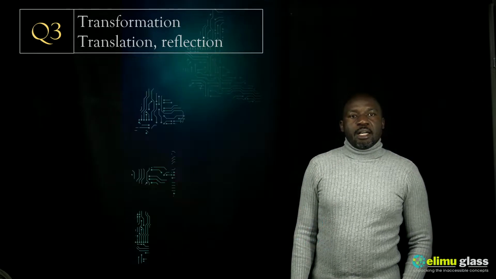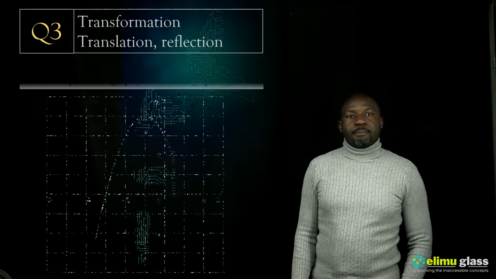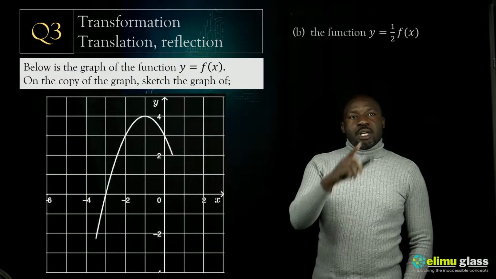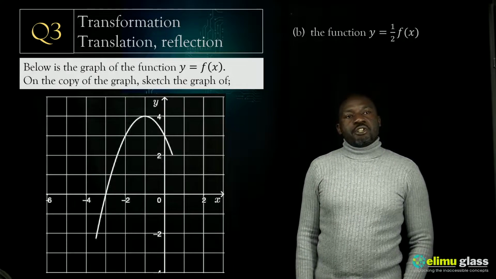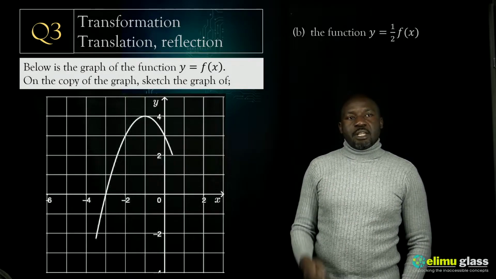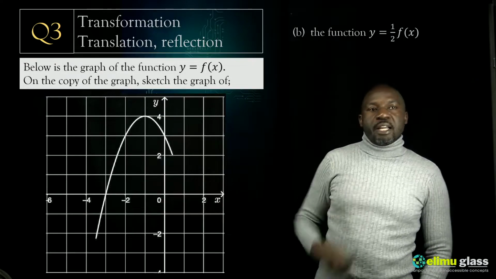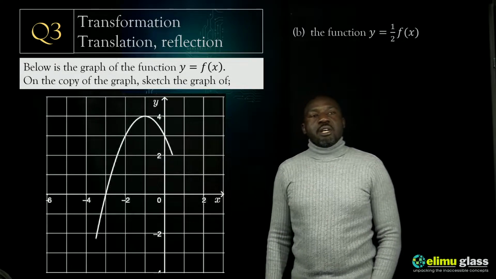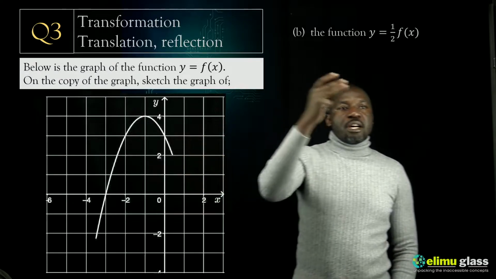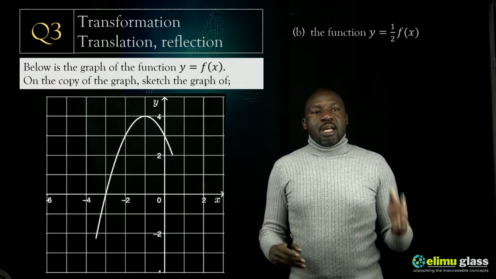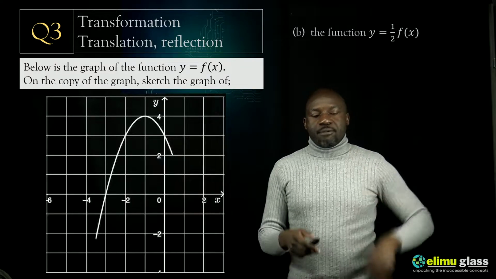Okay. Part B. All right. This time the transformation is a half of f of x. This is a transformation occurring on the y-axis, because a half is multiplying the function itself, or y. So whatever was y becomes a half y. The x direction remains invariant. The y value becomes half of what it was.